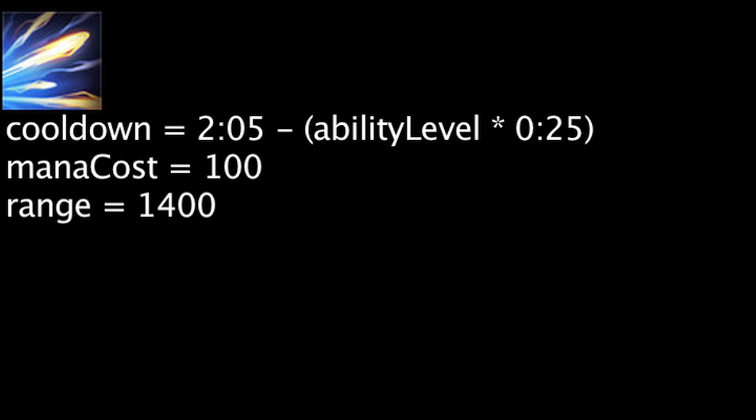Lucian's ultimate ability, the Culling, has a cooldown equal to 125 minus the ability's current level times 25. It will also cost 100 mana. When cast, Lucian will fire shots which will deal physical damage up to 1400 units for 3 seconds.